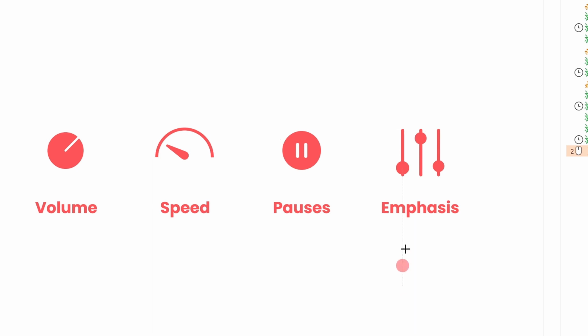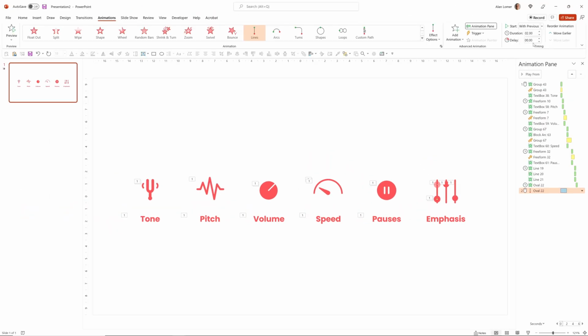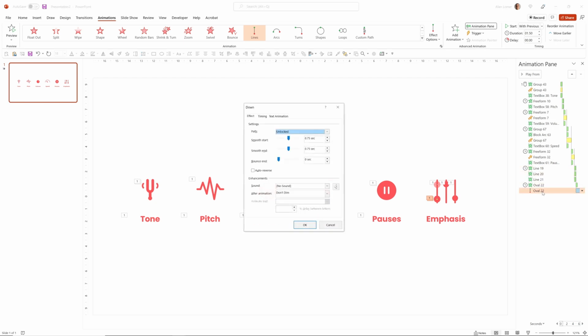I'm going to hold down shift and drag this up and position it about there because I want the left one to go up, the center one to go down slightly and the right one to go up. And I'm going to make sure this happens with previous and set it to a second and a half. And then if we double click on this, we can choose it to have a smooth end.